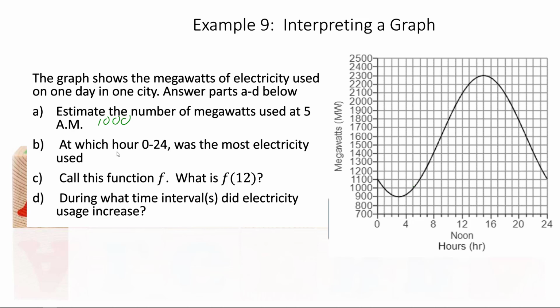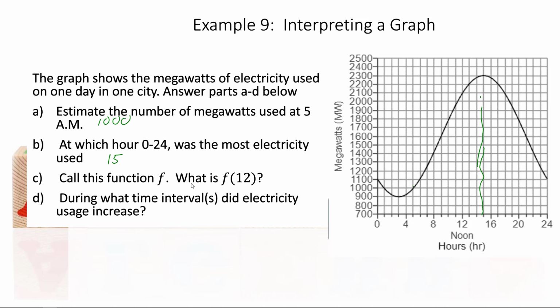B is which hour between 0 and 24 was the most electricity used? Well, that's the maximum value of the graph. That occurs right here. And what value is that? Well, if I could stay on the same line, that would be helpful, huh? That would be 15. So that would be hour 15 or 3 o'clock.